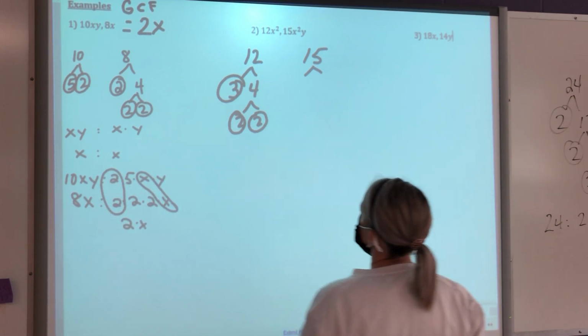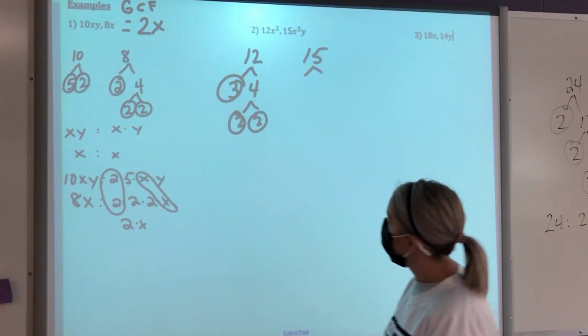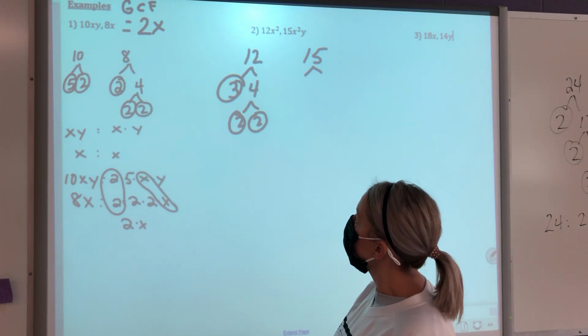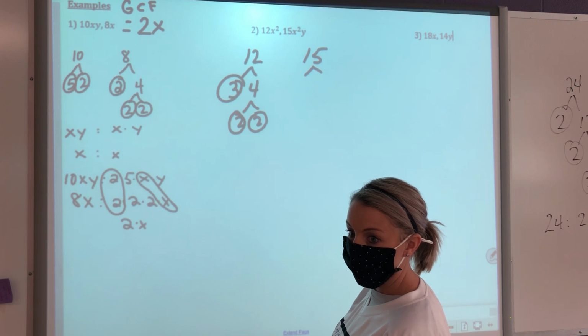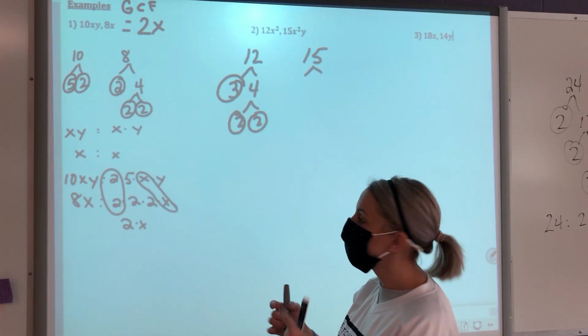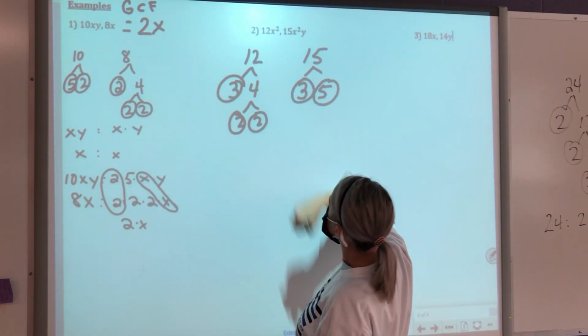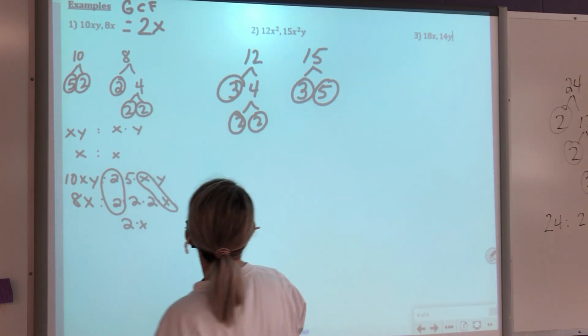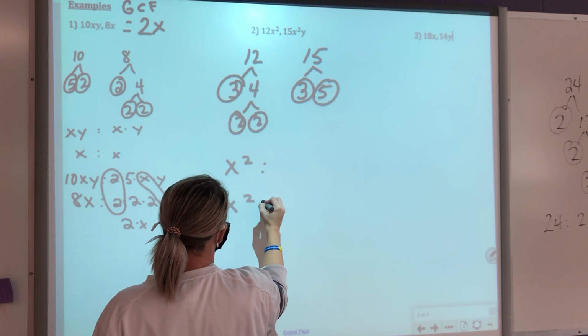Okay, so I broke down 12 into 2 times 2 times 3. Yes? I did 2 and 6. Okay. Did you get the same thing? Yes. Oh, it's not 2 and 3. Okay, it's just different. It just looks different because the 2 and the 3 are grouped together. Okay, and then for 15, 3 and 5. Okay, so now we have x squared and x squared y.